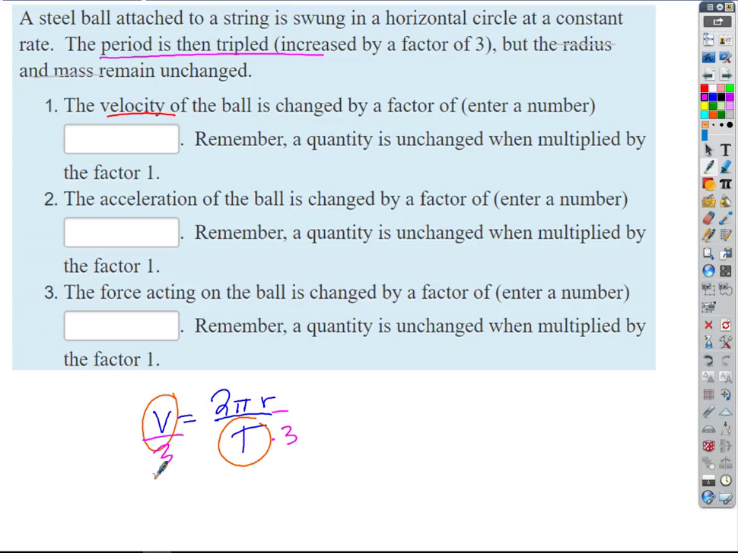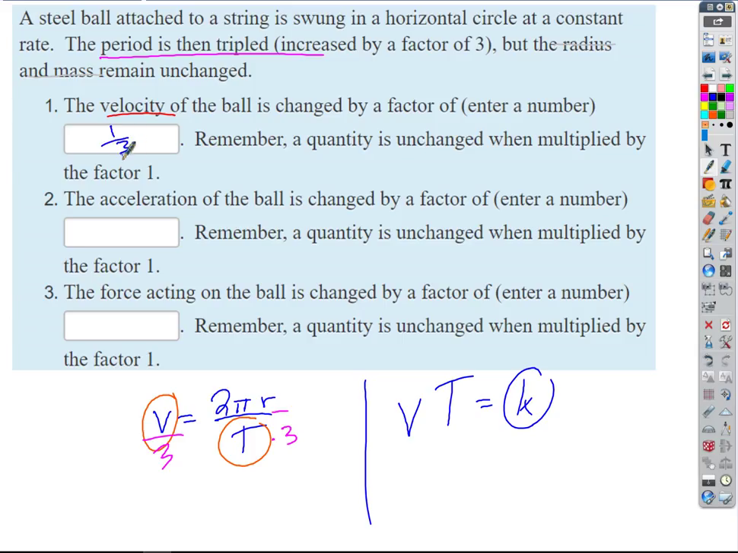Another way to look at that would be, what if I multiplied them so they're on the same side? So I had VT equals all that stuff, which is just some constant. It's not going to change. If I'm multiplying T by 3, what do I have to multiply V by so that they stay the same? 1/3, right? Make sense? Okay, so that answer is 1/3.